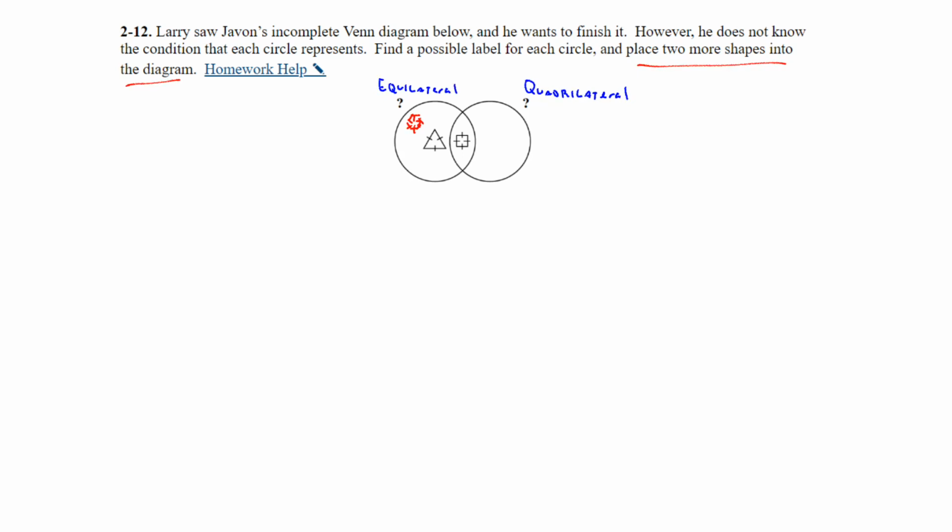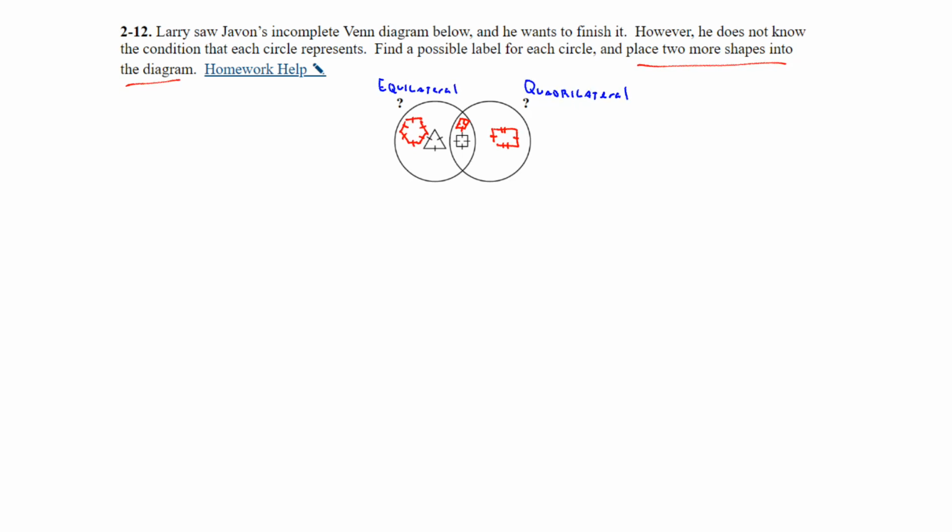And then what about another place on here? Well, what has four sides and is also equilateral? We could put a rhombus in the intersection. And then what's a quadrilateral that's not equilateral? We could do a lot of different things, but we could do a rectangle as one possibility there. So I think that answers all the questions.